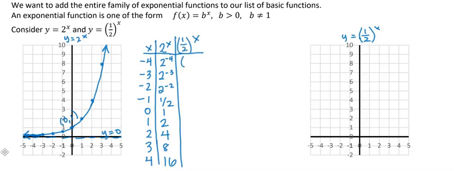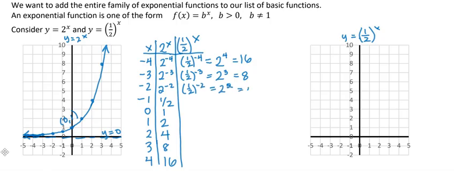Okay, so if we do 1/2 to the -4, that's 1 over 1/2 to the 4th, and you can follow that through, but I hope you will believe that that ends up just being 2 to the 4. So we flip the 1/2 over to get rid of the negative exponent. We just get 2 to the 4, which is 16. If we do 1/2 to the negative 3, we end up with 2 cubed, which is 8. And 1/2 to the negative 2, we'd end up with 2 squared, which is 4.